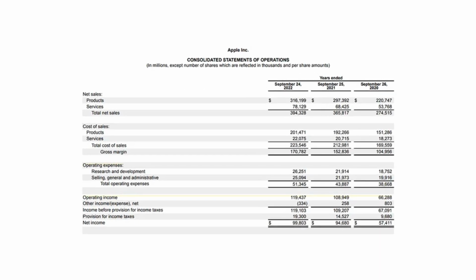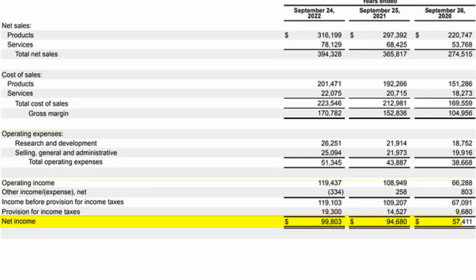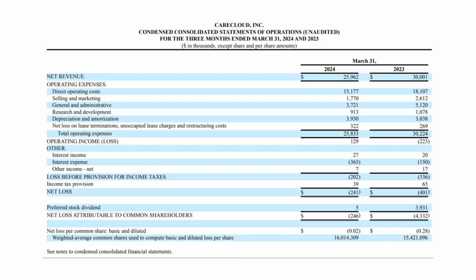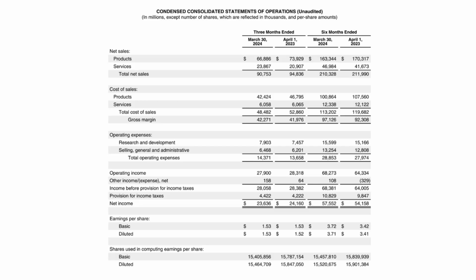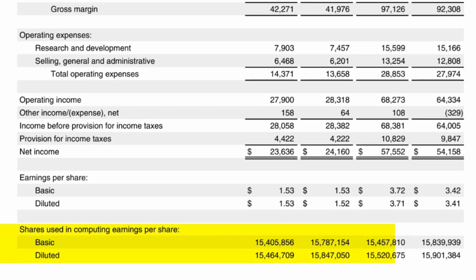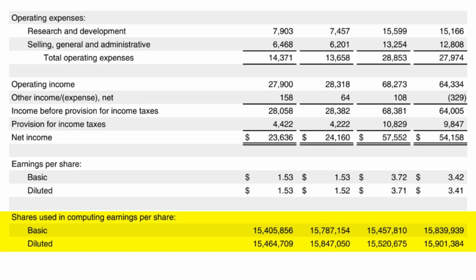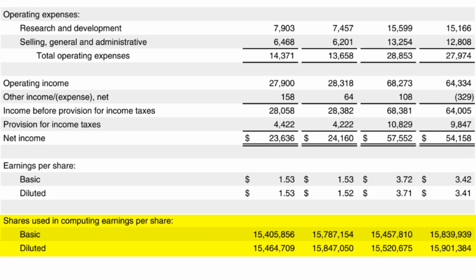To calculate a company's earnings per share, you need to first find the net income. This is a number that can be found in the company's income statement. The second item is the preferred dividends, if the company is paying any. This item is usually found in the income statement. The third item is the weighted average shares outstanding. This is an item that can also be found in the income statement.